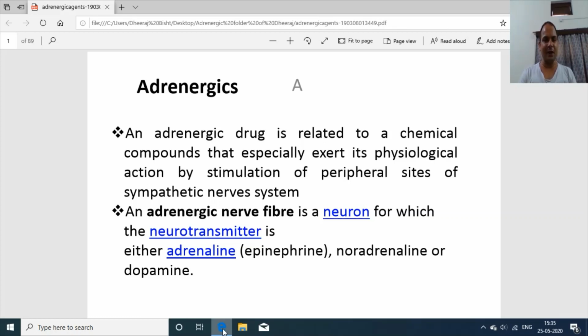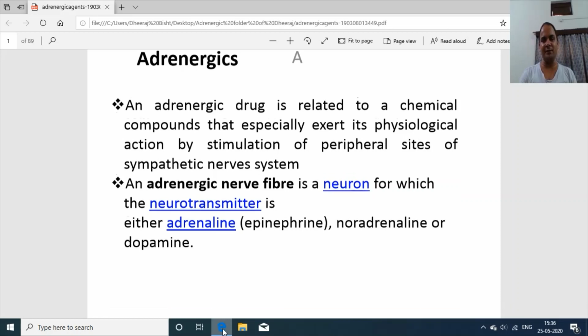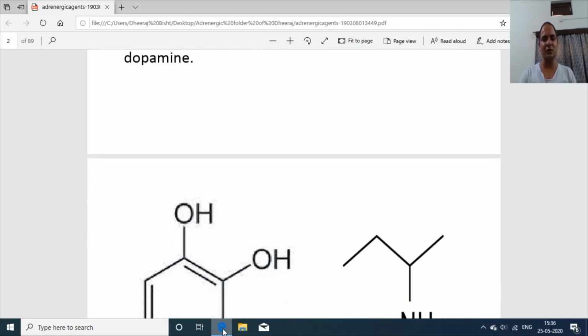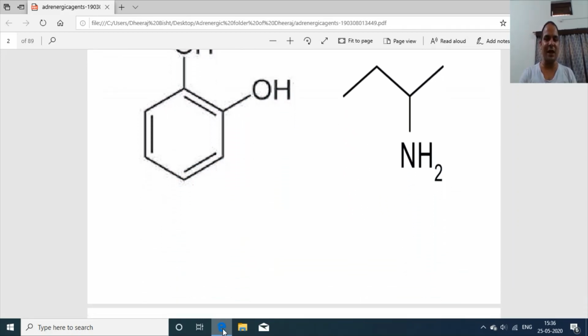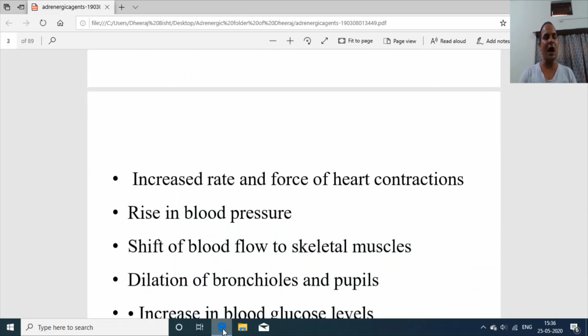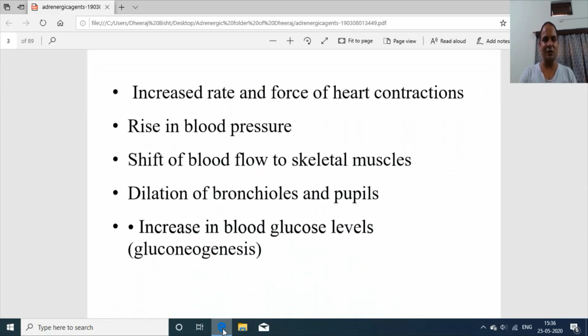These adrenergic drugs are derived from the adrenergic nerve fiber. This adrenergic nerve fiber is basically a neuron for which the neurotransmitter is either adrenaline, also called epinephrine, noradrenaline, called norepinephrine, or dopamine. So these three types of neurotransmitters are also hormones, that is adrenaline, noradrenaline, and dopamine.